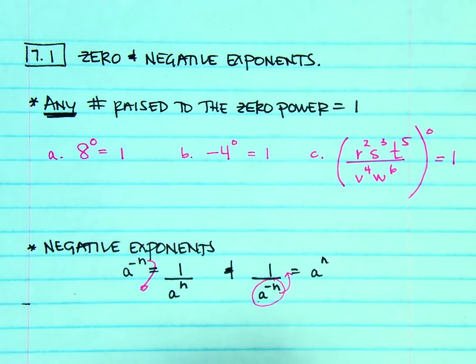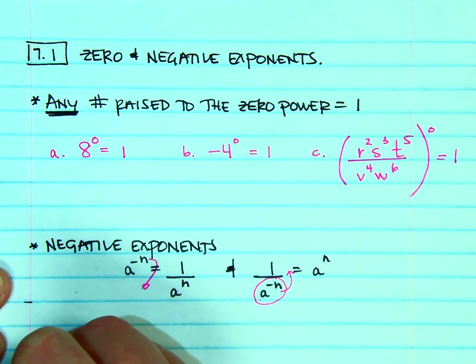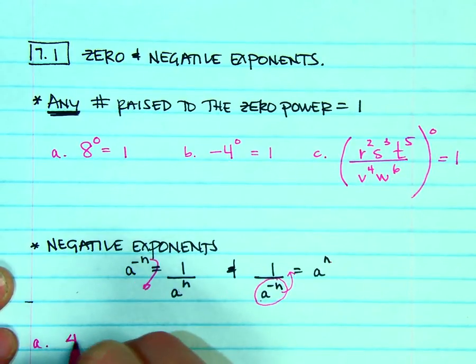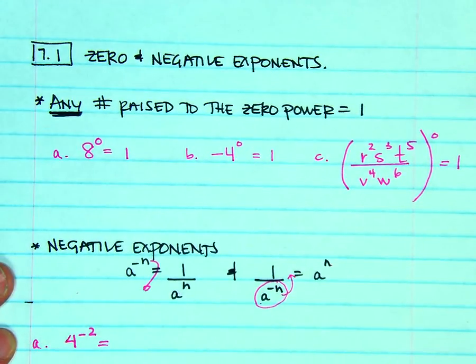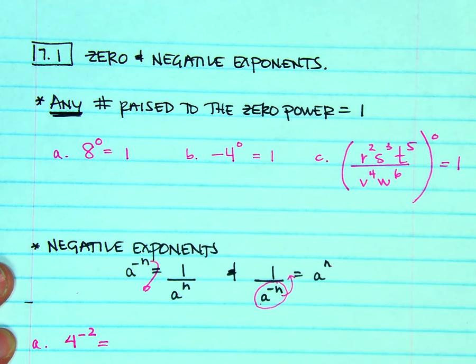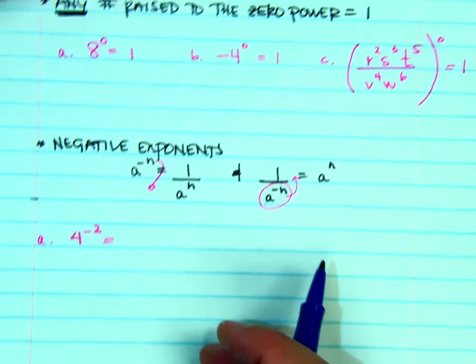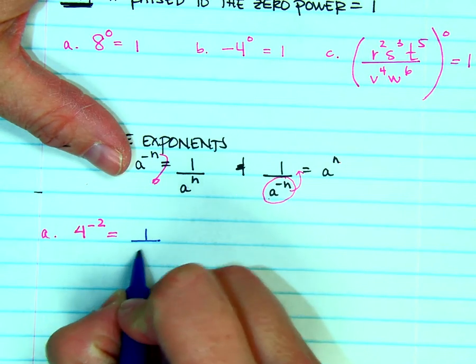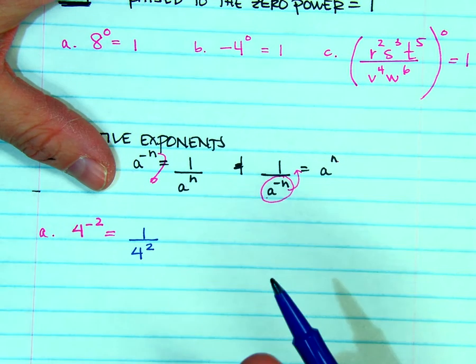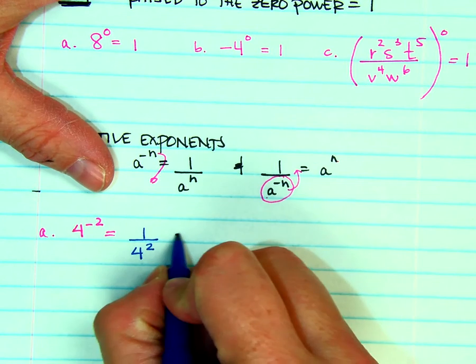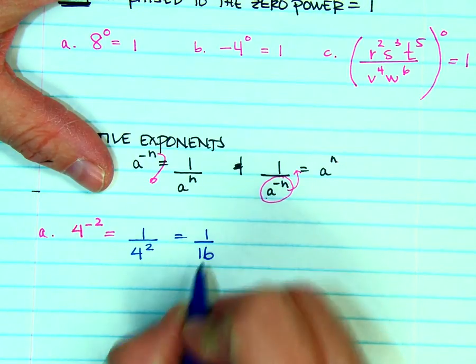So let's do some examples. If you have 4 to the negative 2, in order to make it positive, we are going to move it to the denominator and we're going to make that positive. Do not leave it like that. You end up with 1 over 16.